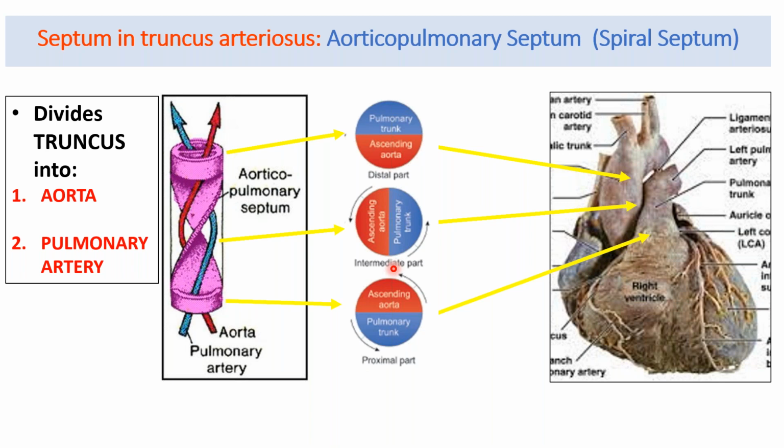And this is how by the septum formation, both the channels are not only divided, but because of the spiral course, the relation of pulmonary artery with the ascending aorta is changing from its proximal part to the intermediate part to the distal part. So the septum has divided aorta from the pulmonary artery with the relation that we have seen just now.